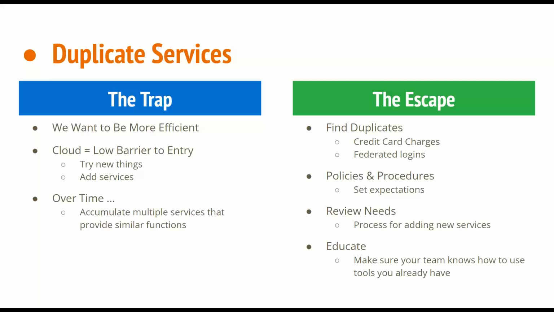And so the escape out of this trap is really to be proactive and actively look for duplicate services that are in place. And the trap is onerous because it costs money. And you can also end up having one or two people using a service that no one else is. Information can get lost or you can lose track of it. So you want to find duplicates.